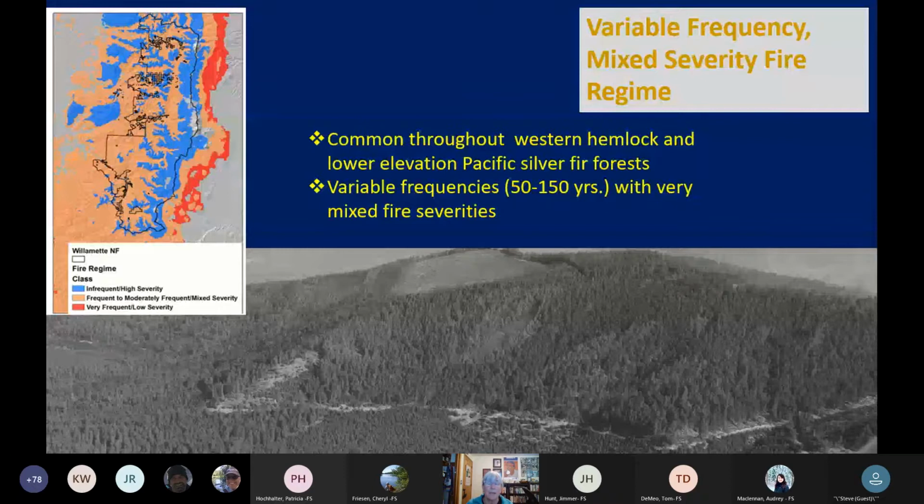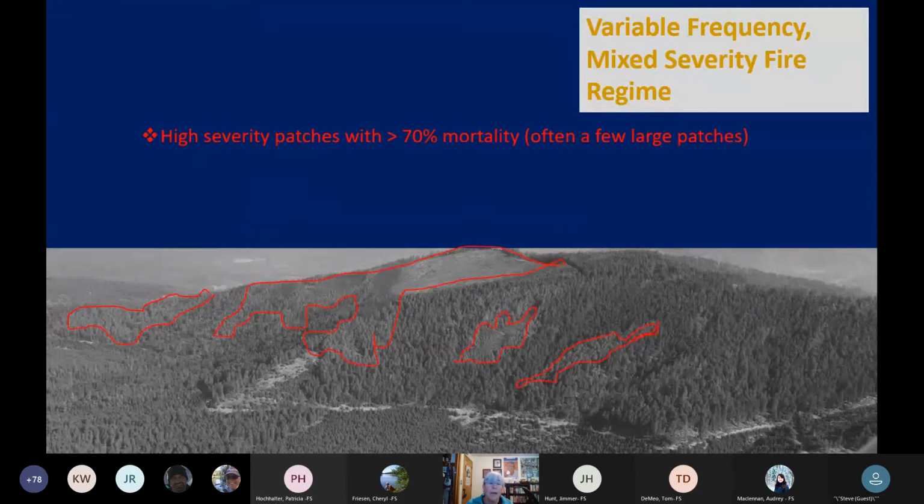So I'm going to illustrate this conceptually. Let's take this old landscape, and let's take a look at what the effects of a single fire might be. So we may see some evidence of high severity patches, so high mortality, greater than 70% of the patch. And we know from fire history information and the relationship between climate and fire that some of those patches might be rather large.